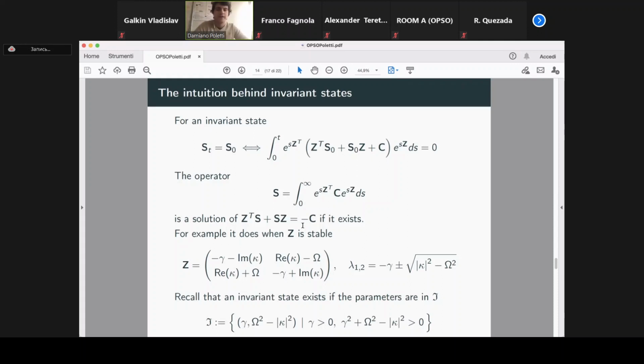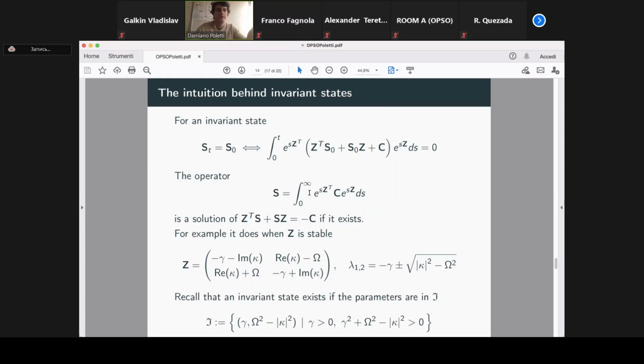So when all the eigenvalues of Z have negative real part, and Z is a matrix given in this form. Its eigenvalues are given by these expressions, and one can see that the requirement for these eigenvalues to have negative real part really coincides with the requirement we made for the parameters to lie in region I. So region I is just the region where the matrix Z is stable, so the region where we can find a Gaussian invariant state, which is given by the formula we provided in the theorem.